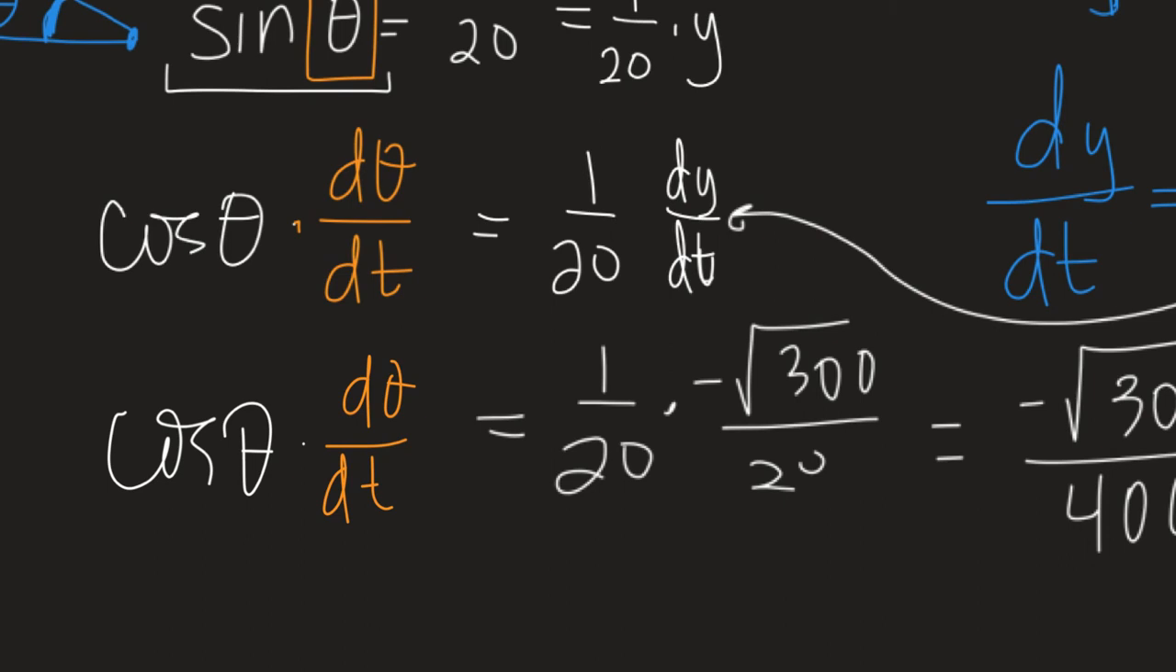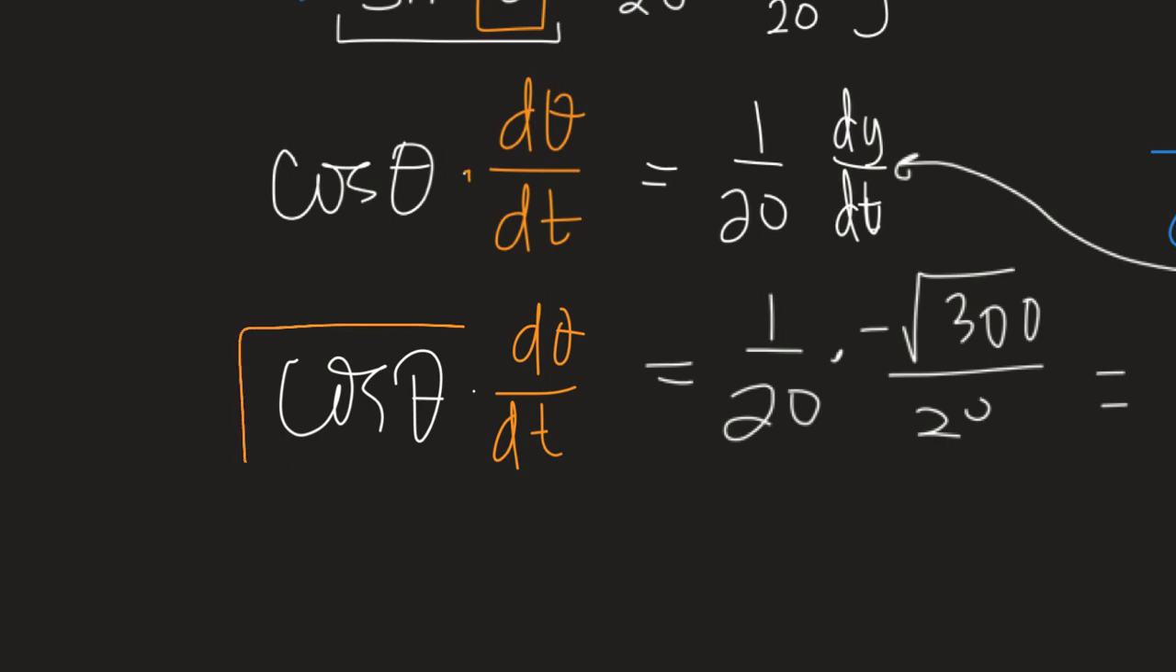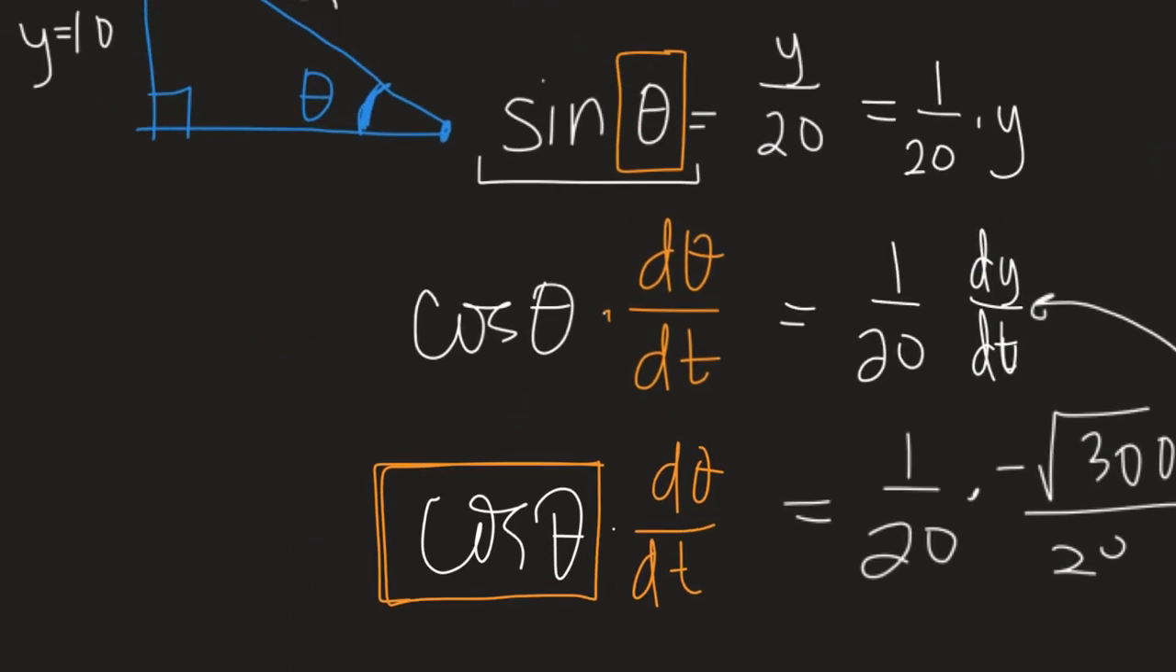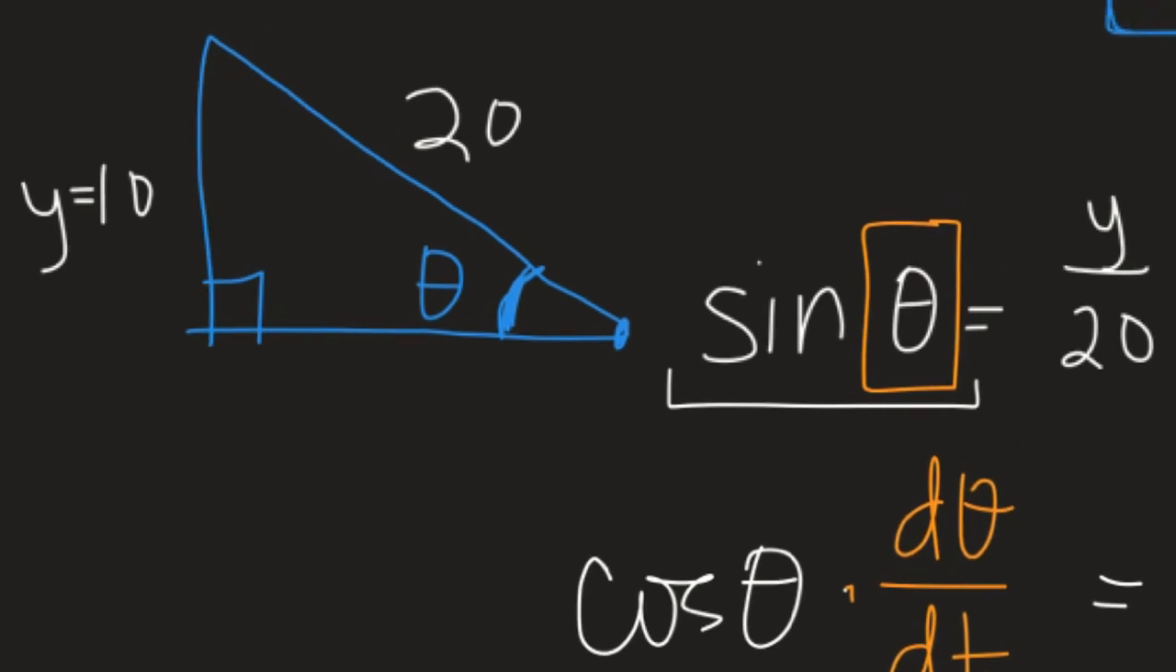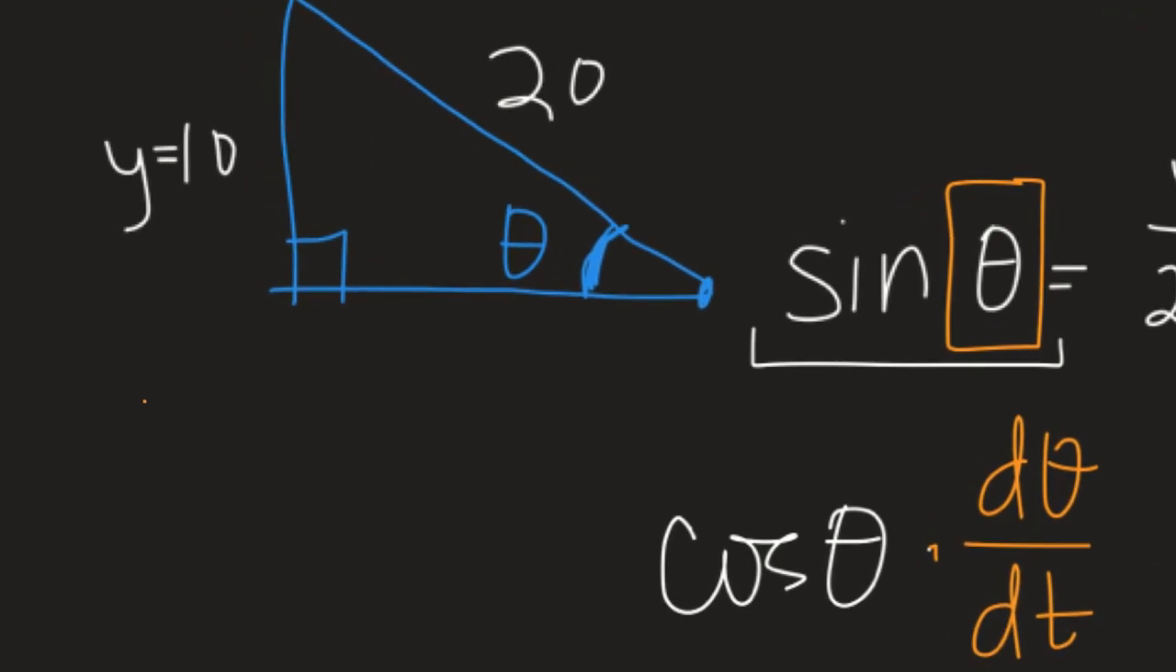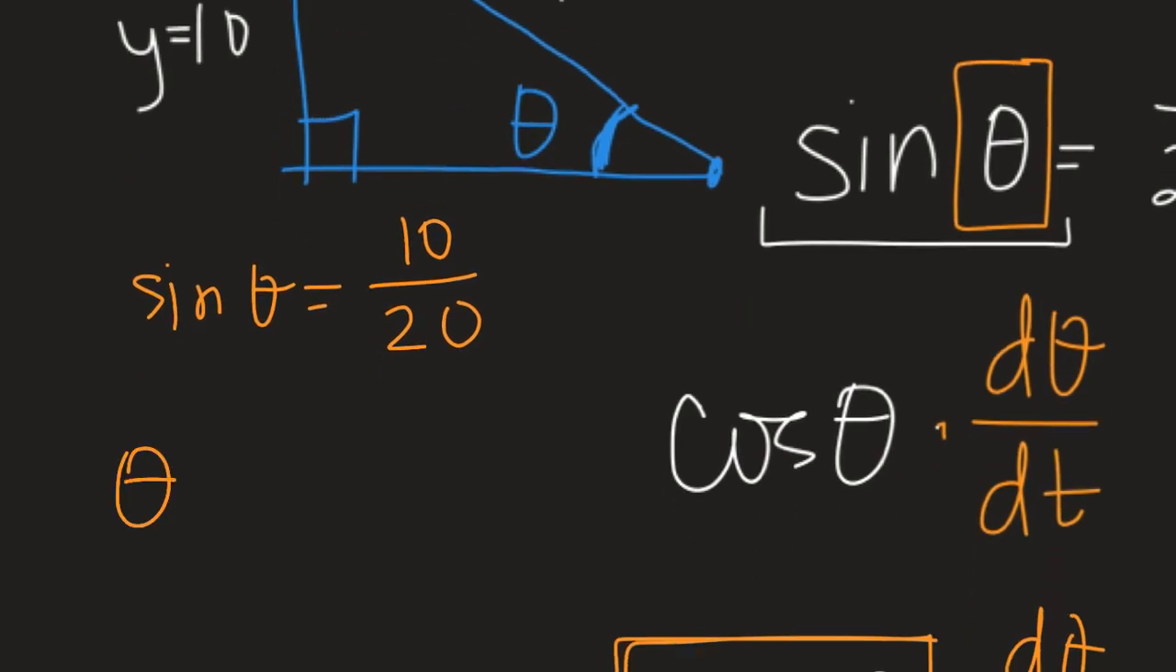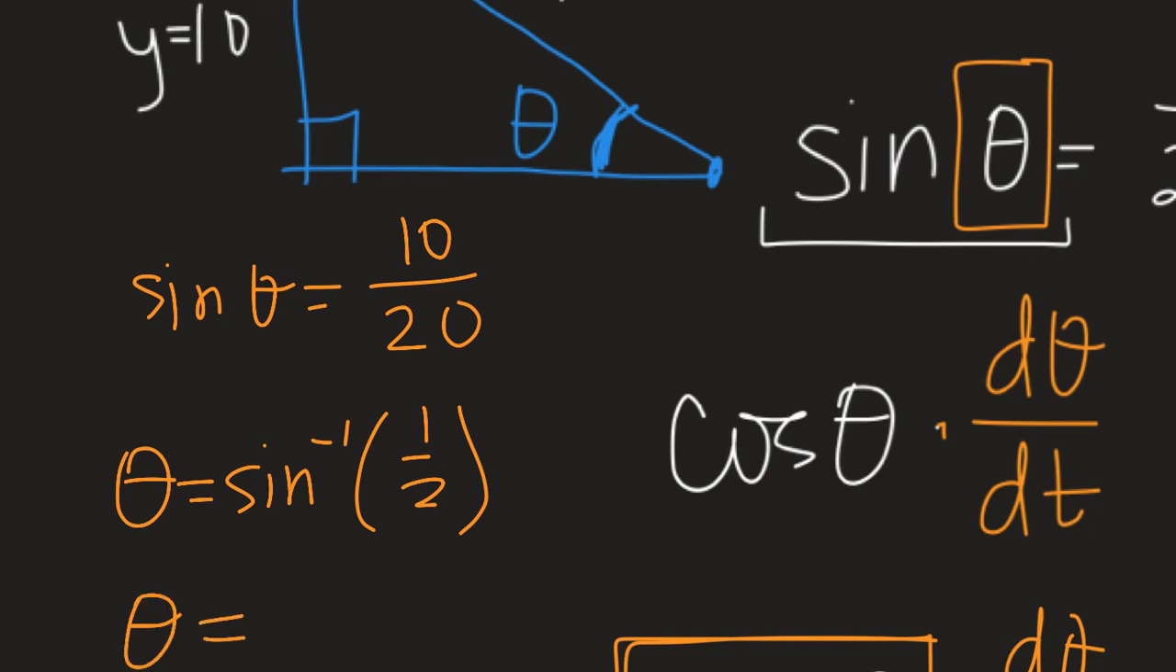So, cosine of theta. I really wish we knew what that angle was so we could figure out what this number is. Any way we can figure out what this angle is? Sure there is. We know that the sine of the angle is 10 over 20 at this instant, since our y value is 10. So the angle is the one where the sine is 1/2. If I look at my unit circle, where my y value is 1/2, that comes out to be 30 degrees, or pi over 6 if you are a radian fan.